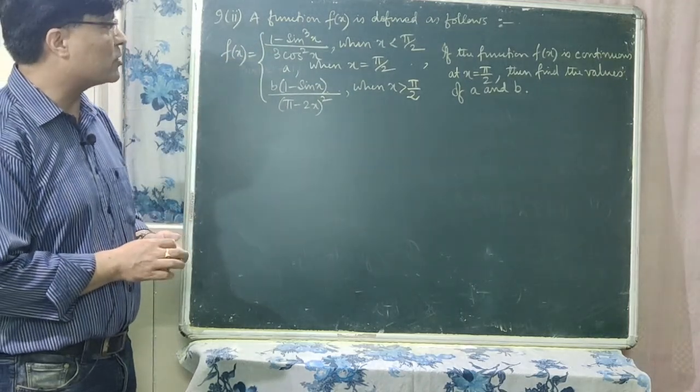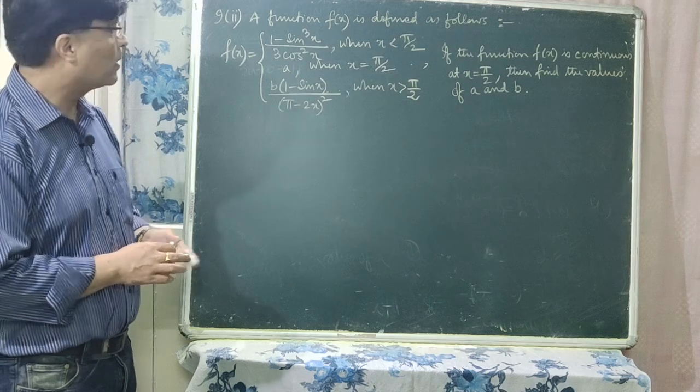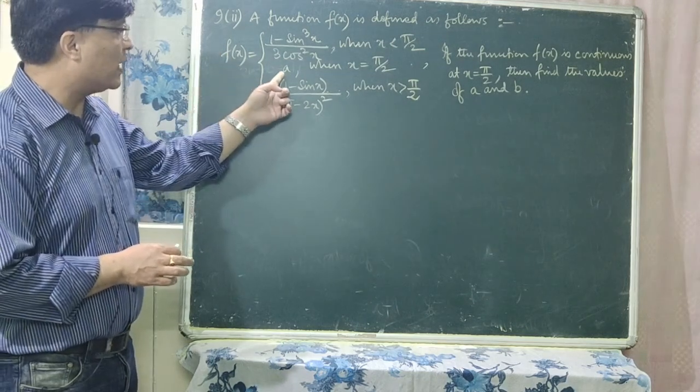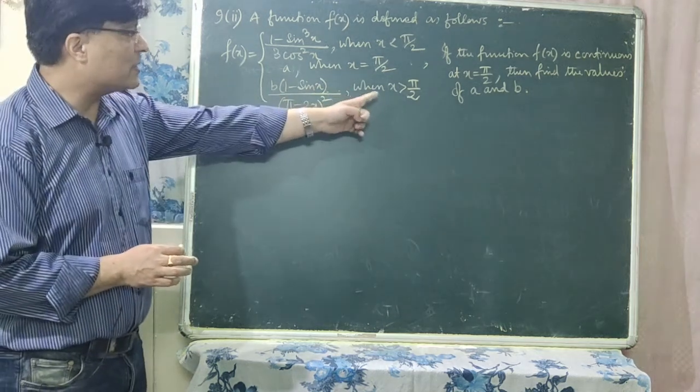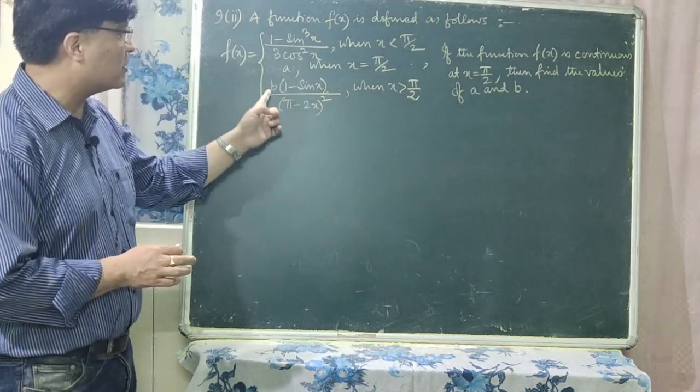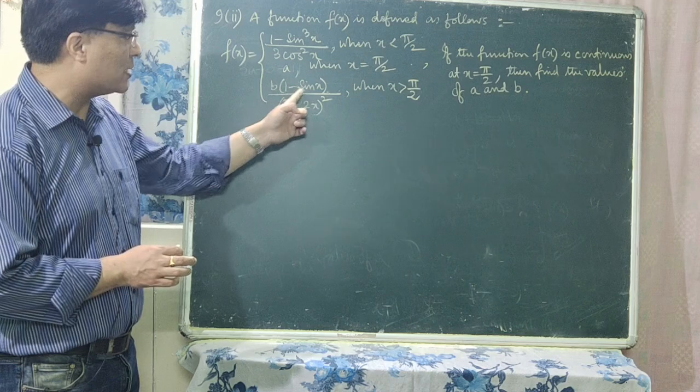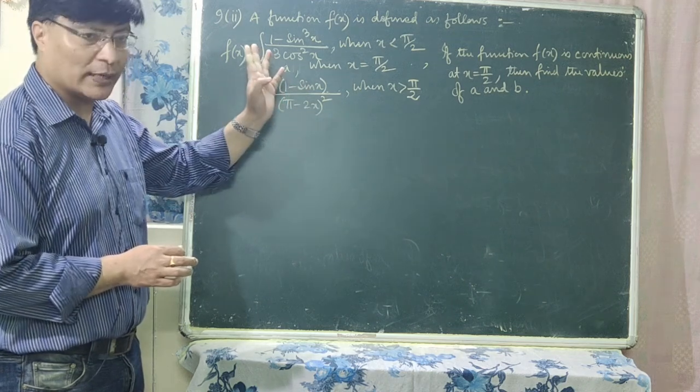1 minus sine cube x upon 3 cos square x. And f of x is equal to a when x is equal to pi by 2. And when x is greater than pi by 2, then f of x is equal to this expression, b into 1 minus sine x divided by pi minus 2x whole square.